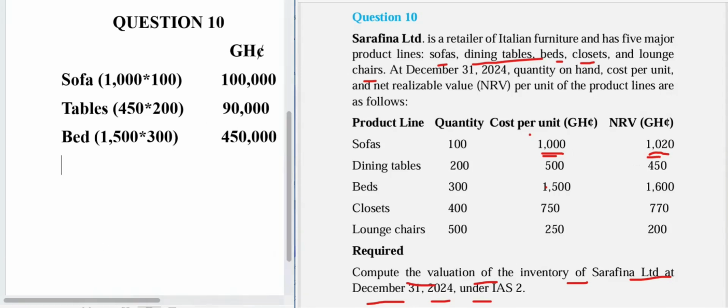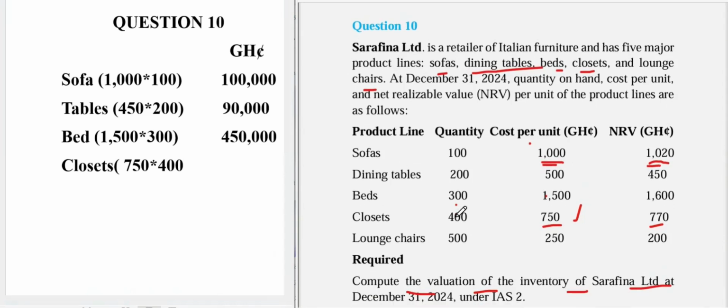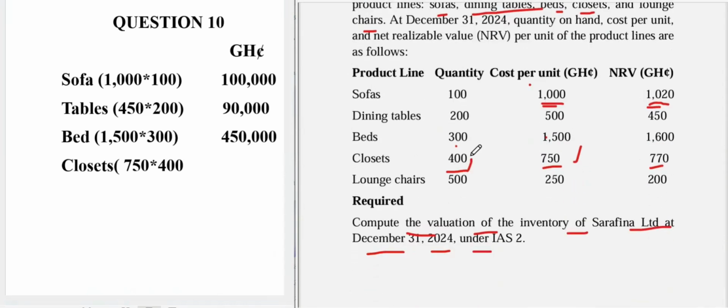Then the next item we have is our closets, and with this one, the cost is 750, NRV 770. So we are going to pick the lower, 750. So we pick the cost 750 and multiply by the quantity 400. This quantity here, you have 400 units. So you just pick and multiply by this 400 and then you are gone. So 750 by 400 should give us 300,000.